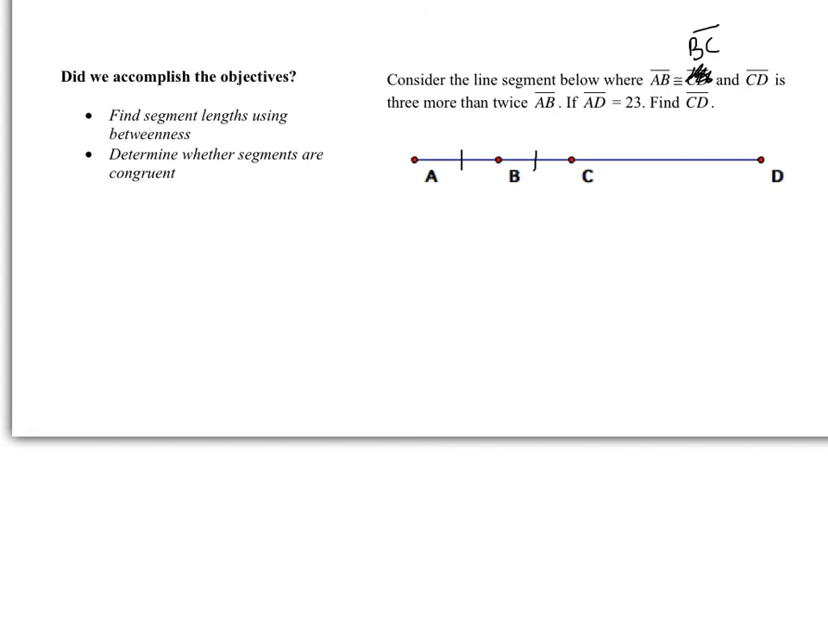Okay, so that's a lot of words right there. We don't know what AB is. We don't know what BC is. So I'll call AB x. Because BC is congruent, it's the same thing, I'm also going to call that x. CD is 3 more than twice AB. Twice AB looks like 2x, and it's 3 more than that, so add 3. And then you are told that AD is 23. And you are asked to find CD. This is where I'm going to leave you to finish the problem on your own.